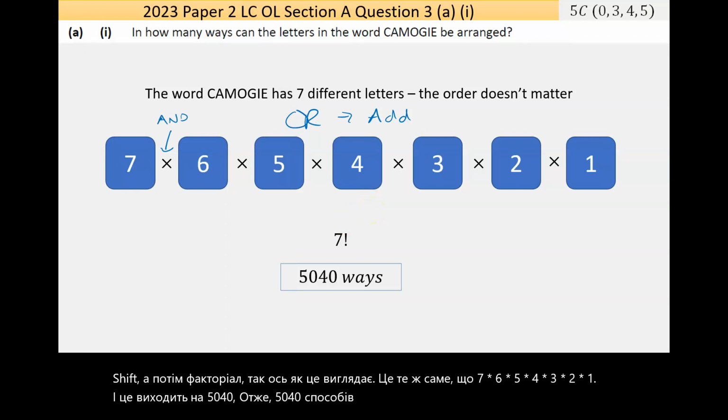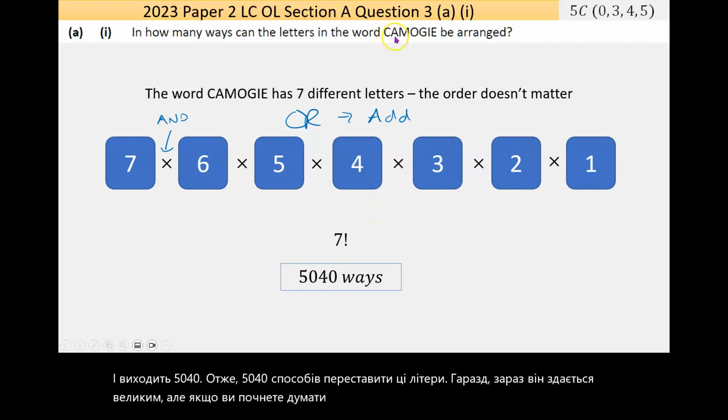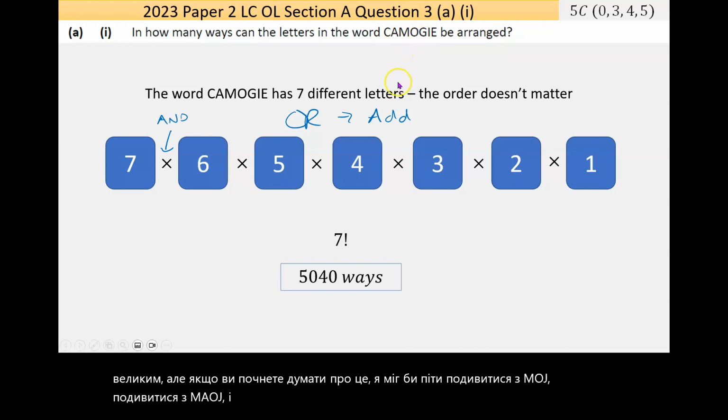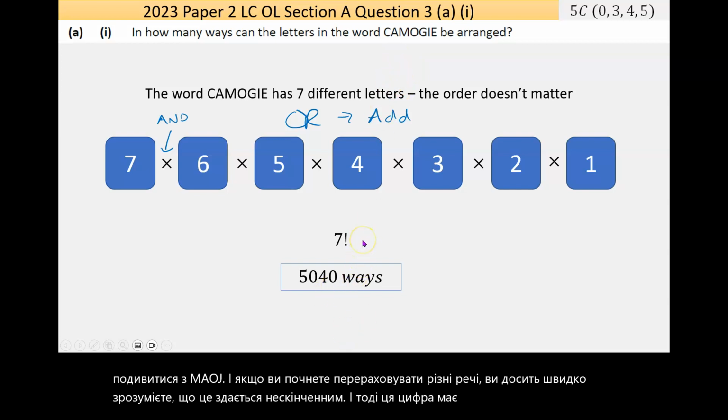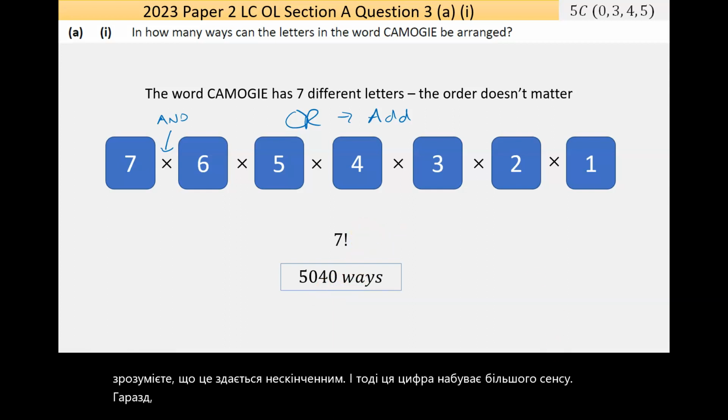Now it seems big, but if you start thinking about it, I could go C with AMOGIE, C with MAOGIE. And if you start listing out all the different things, you'd realize pretty fast that it seems endless. And then that number makes more sense. So that's a 5 marker. You're always looking to get the attempts.